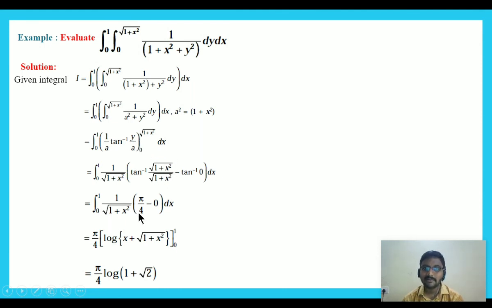But tan inverse 1 value is pi by 4. Pi by 4 is constant, just take it out as a constant. For 1 by root of 1 plus x square, the integration formula is log of x plus root of 1 plus x square. Substituting upper limit as 1 minus lower limit as 0, we will get the result as a constant.